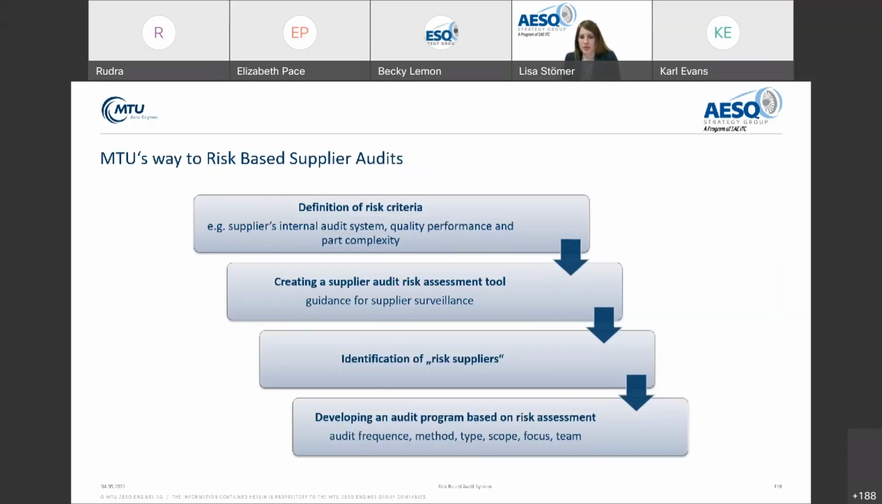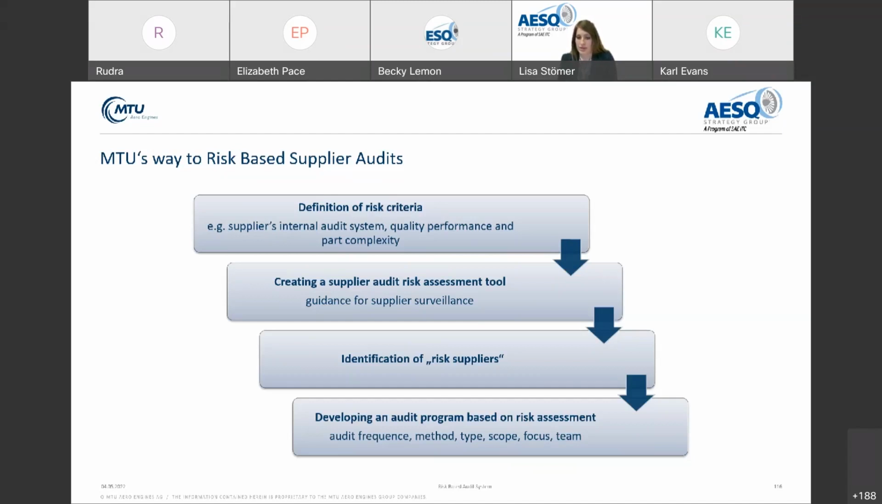At MTU, we tried to use the new AS13001 requirements as an opportunity. So we started a project in summer last year called Risk Minimizing Supplier Audits. And the goal was to develop a tool that would give us an indication of the need for an audit. So until then, supplier audits were performed according to fixed frequencies, depending on the product type and the classification. So what did we do within this project? As mentioned before, we started with the definition of risk criteria. So the AS13100 gives some minimum criteria. We saw them before. These were the supplier's internal audits, the supplier's current quality performance, and also the part complexity.